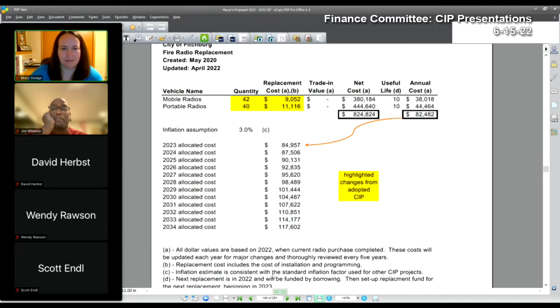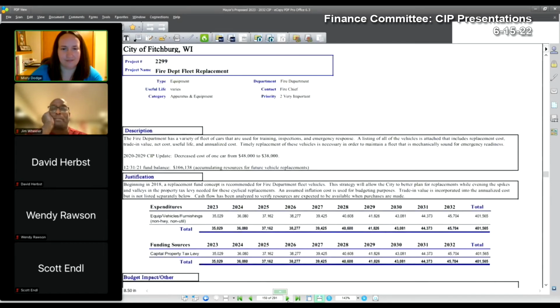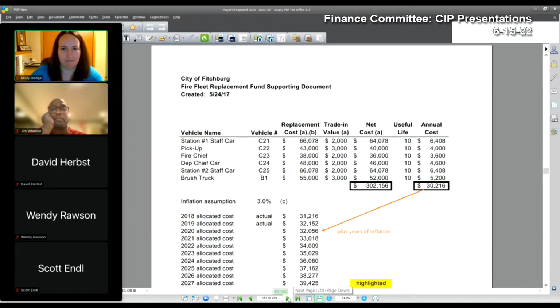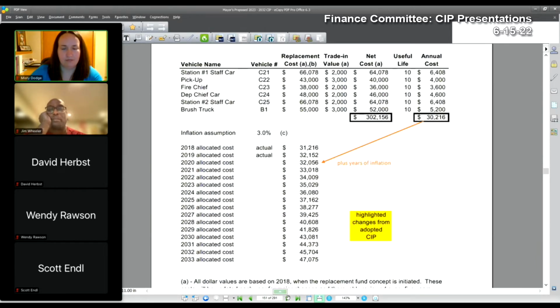2299, the fire department fleet replacement. No change has been noted to this one. The heads up that I'll give you on this is, am I at the right one, by the way? Yes. All right. 2299, we're looking to have another vehicle purchase next year out of this fleet replacement. I believe it's a pickup / brush truck.